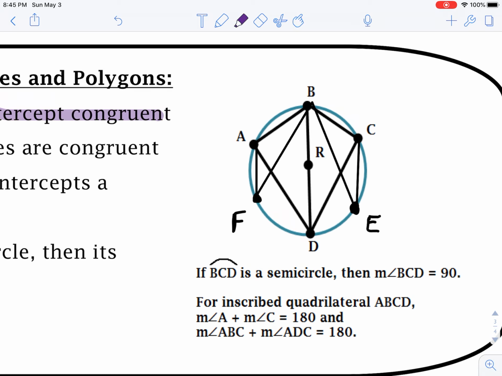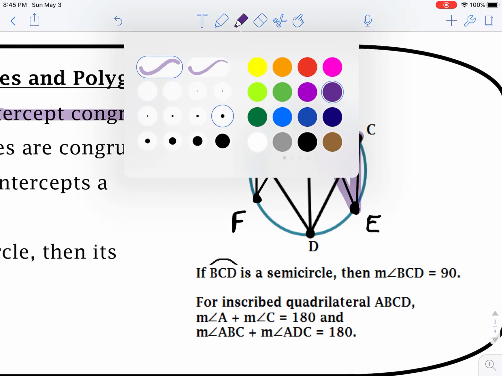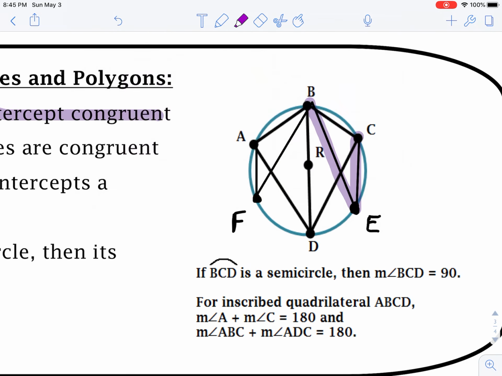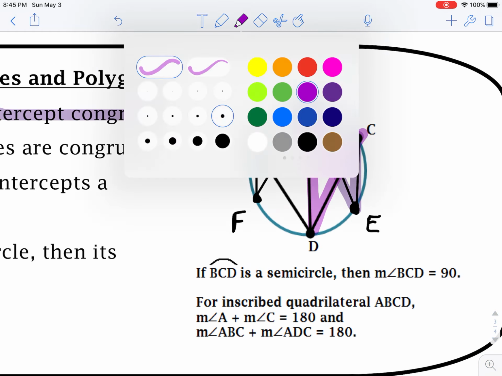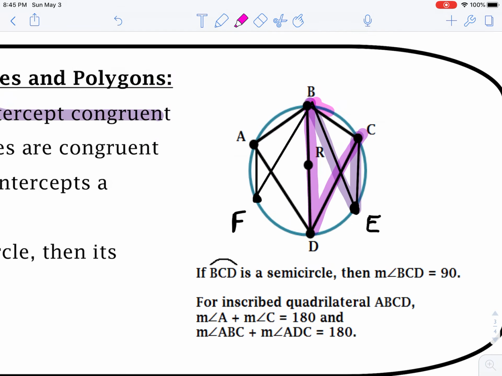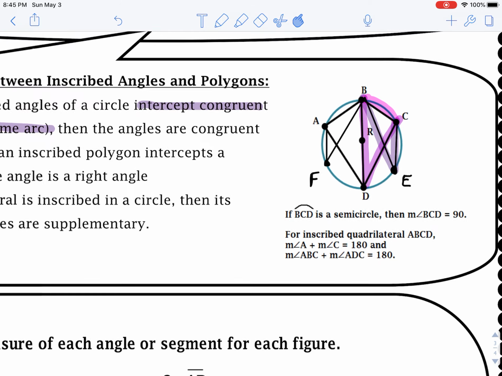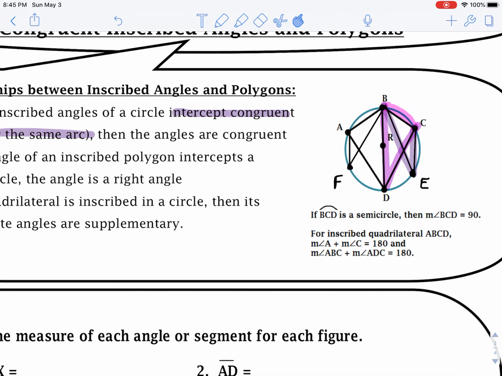So if we look at our inscribed angle BEC and inscribed angle, I'll do a different shade of purple, BDC. Take note that they have the same intercepted arc of BC. So those two angles would be congruent.